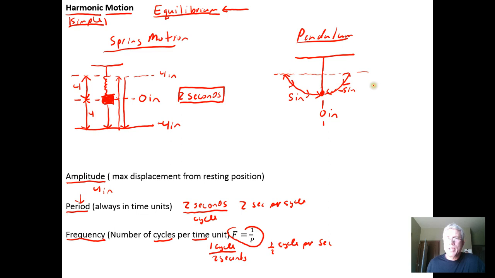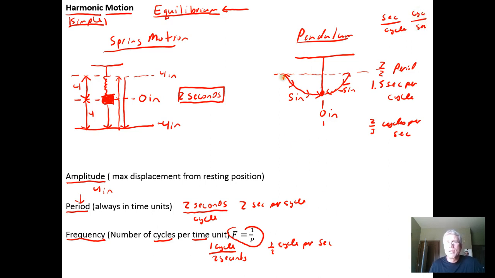And if we said that happens in 1.5 seconds, then that's 1.5 seconds per cycle. And it's also 3 halves seconds. So if this is the period, then the frequency would be the reciprocal of that. It would be 2/3 cycles per second. Remember, seconds per cycle is a ratio, and its reciprocal would be cycles per second. So this is another natural example of harmonic motion.